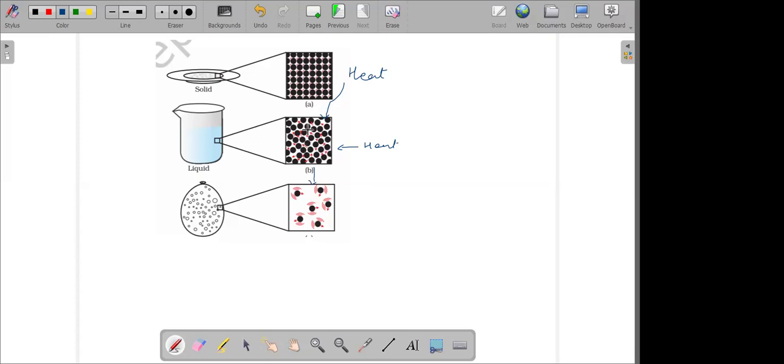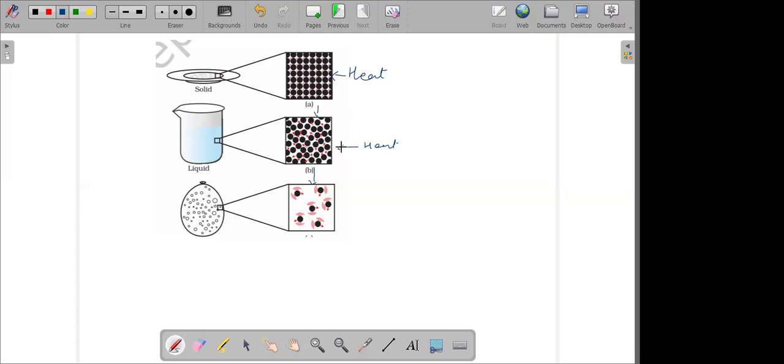Now, what role does pressure play? Is there any role of pressure? Niharika, is there any role of pressure? This is the role of heat and temperature that we have understood. If I'm supplying some amount of heat energy to the solids, they will get converted to the liquid state as the particles will gain energy.